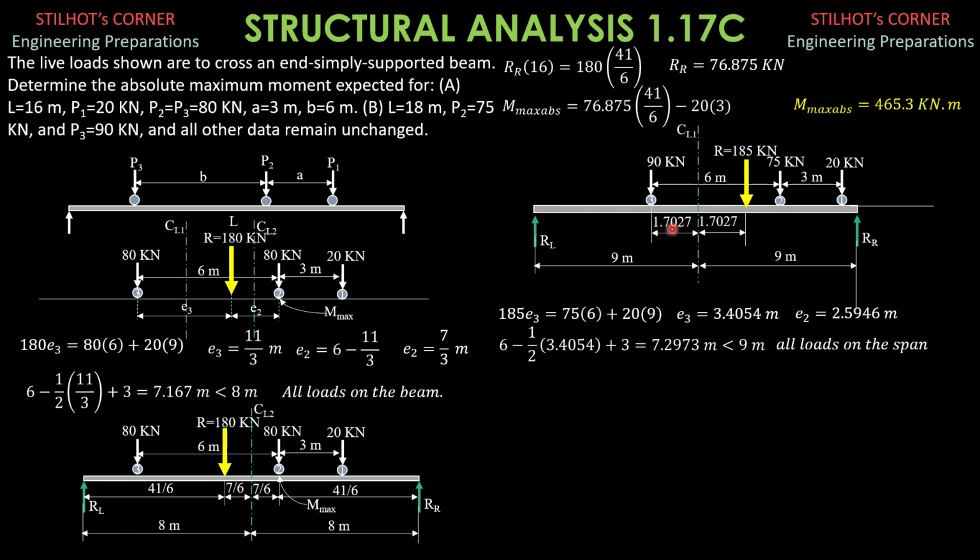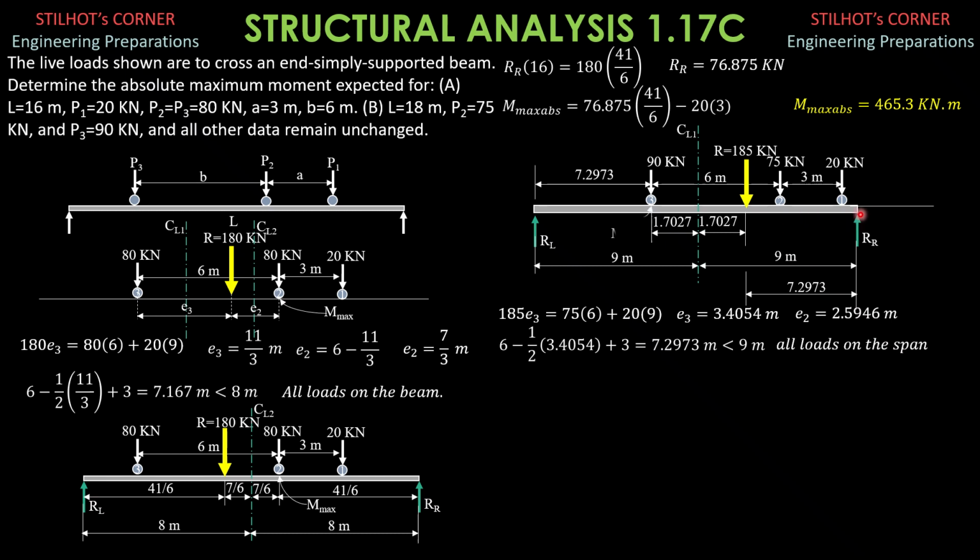3.4054 divided by 2 is 1.7027. Then the distance of load 3 from the left support, which is also the distance of the resultant from the right support, is 9 minus 1.7027, and that is equal to 7.2973 meters. So to solve for the maximum moment here, we need R sub L first, considering the whole system.